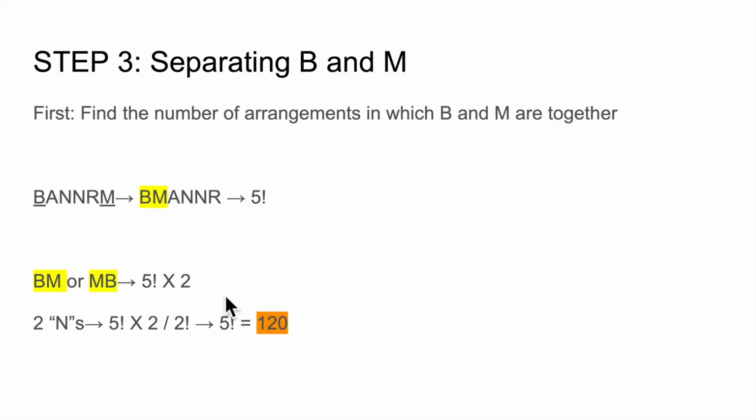But then we also have to remember that we have 2 N's inside our word, right? So then our equation becomes 5 factorial times 2 over 2 factorial. And you might notice that the 2 on top and the 2 factorial on the bottom, 2 factorial is just 2, right? So these 2 numbers cancel out, leaving us with 5 factorial, which is 120. So this number represents the number of arrangements in which B and M are together.